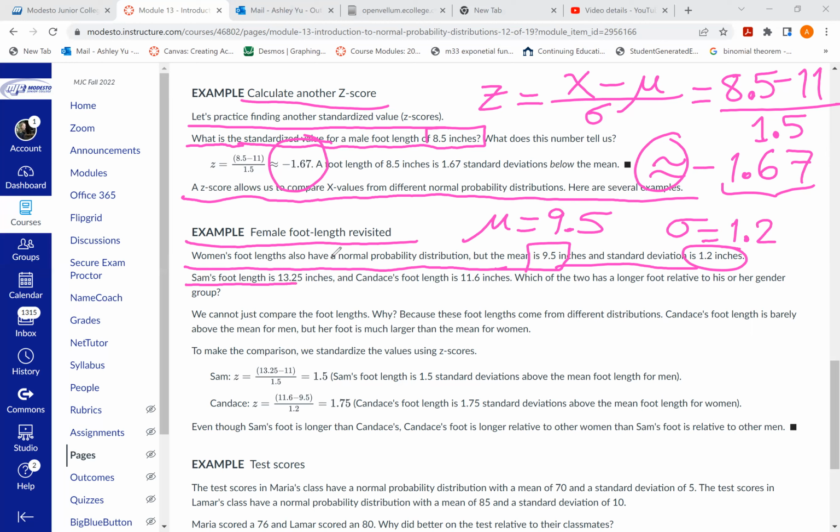Sam's foot length is 13.25 inches, okay. And Candace's foot length is 11.6 inches. Which of the two has a longer foot relative to his or her gender group? So I guess we're assuming Sam's a male and Candace is a female. I guess that's what they're trying to say. They probably should have specified.